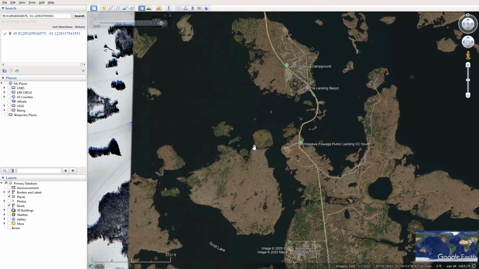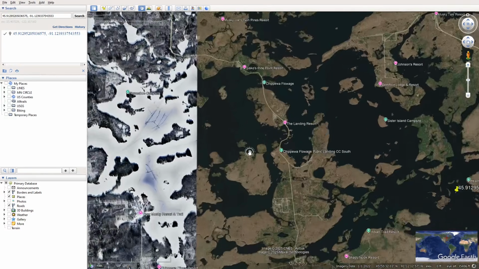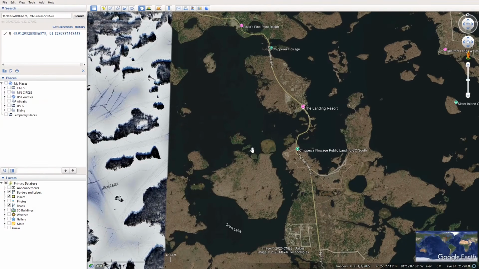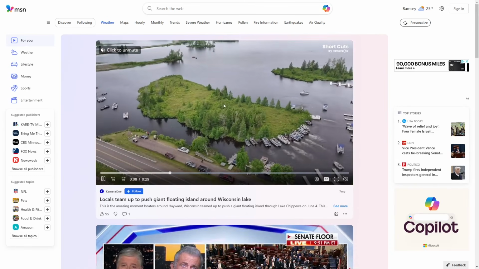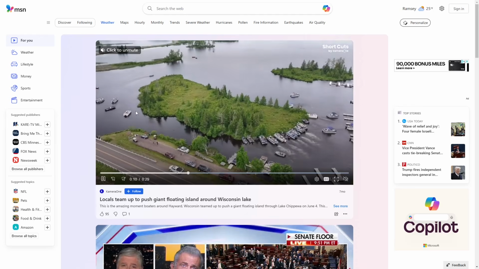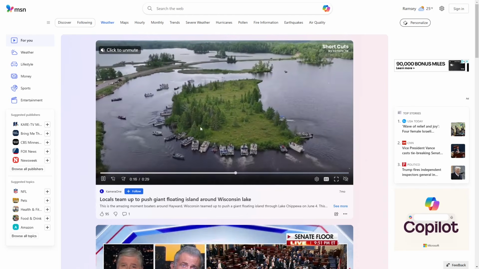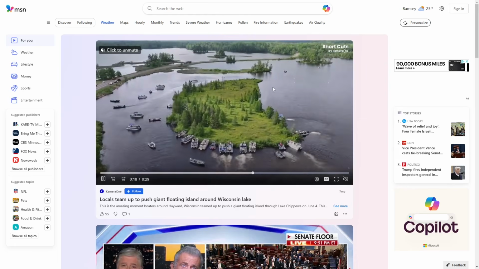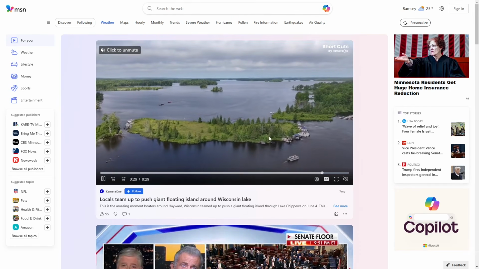Every year it sometimes gets close to here, and so the people who live on this lake have to push this island. Here's a video of people pushing. I think this is a different bog, but there are a few of these in Chippewa Lake. Here's a video of all of these boats pushing this bog away from shore. I just think this is crazy that you could just move an island like this.